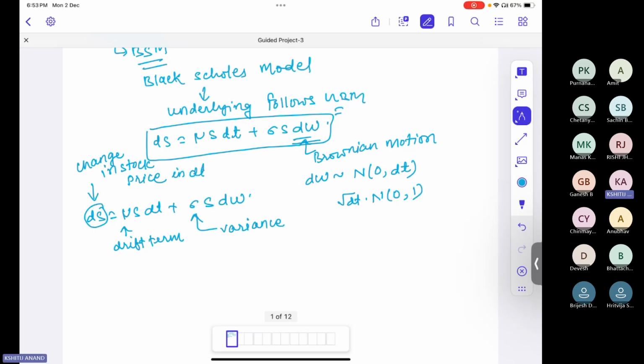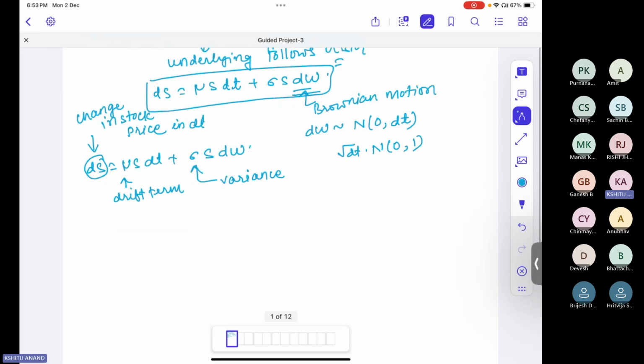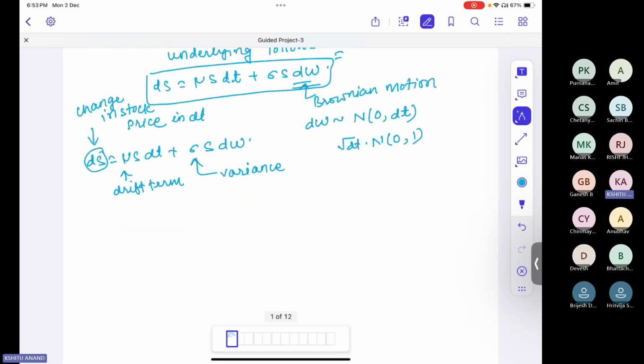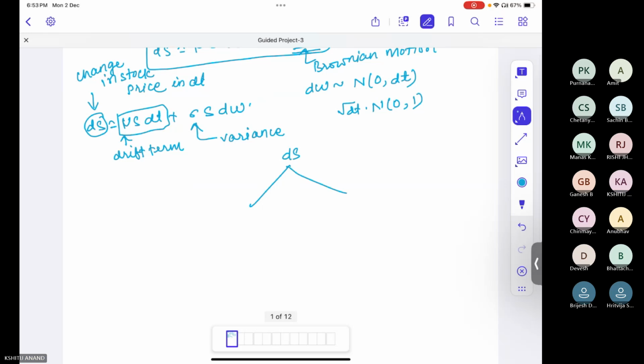So according to this model, which is geometric Brownian motion for stock prices, we are assuming that the change in stock price in time dt is because of two factors. We can dissociate dS into mu S dt, and the other one is sigma S dW. I hope no doubt so far, right? Any doubt? So this is the change in stock price in time dt.